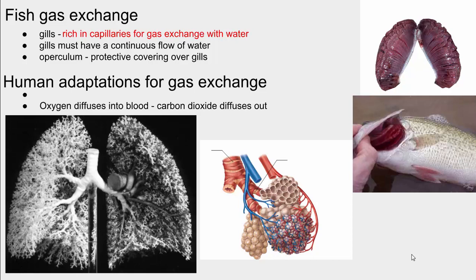Okay? This is called the operculum, this flap that helps protect the gills. So fish take in that water through their mouth, it passes over the gills and out. Along the way, the gills are able to absorb that oxygen.